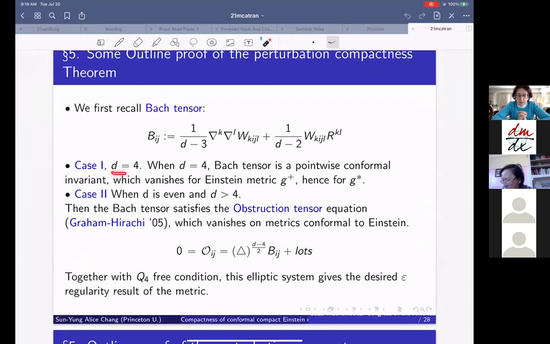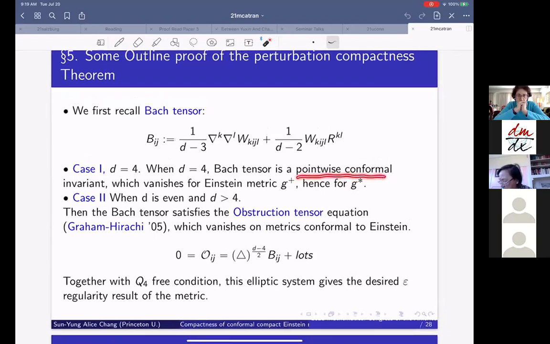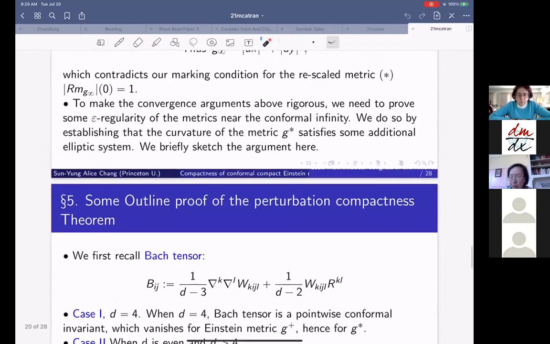It turns out when d equals four, we look at a tensor called the Bach tensor. I don't have time to explain. The Bach tensor is the critical point of this invariant, the Weyl squared, the critical metric of this invariant. And the critical metric has Bach tensor equal to 0. So that's called the Bach tensor. When d equals 4, the Bach tensor is a pointwise conformal invariant, which vanishes for Einstein metrics. But if it's a conformal invariant and our G star is conformal to G plus, so if it vanishes for G plus, then it vanishes for G star. So B of G star equals 0. That's the elliptic system this metric satisfies.